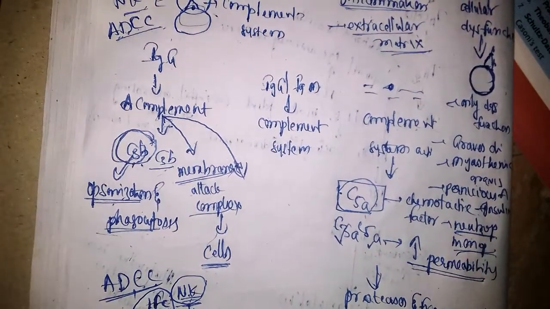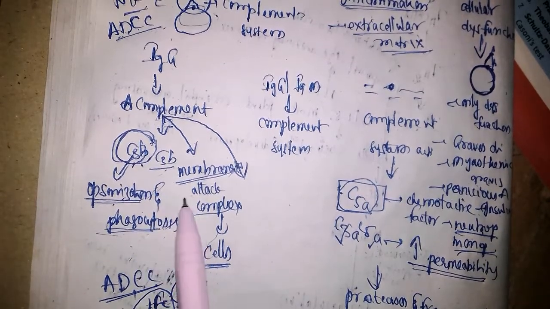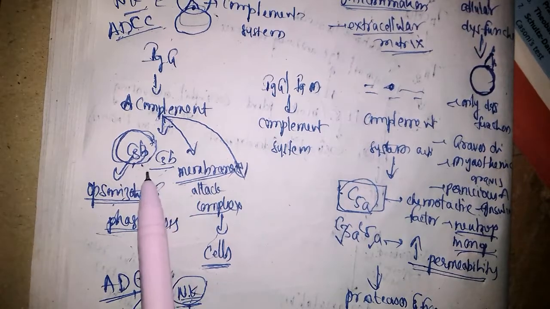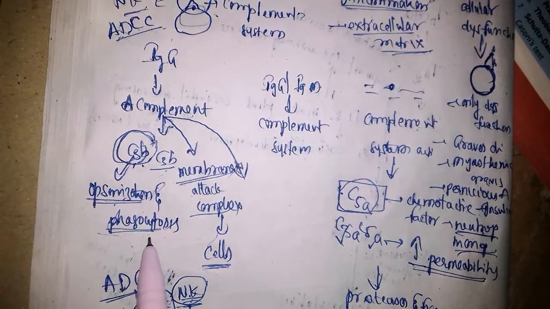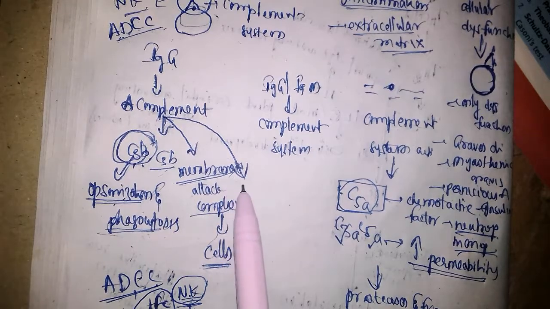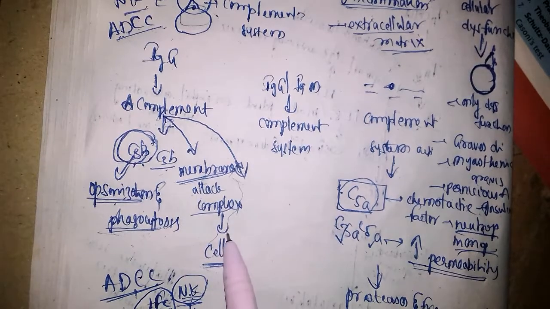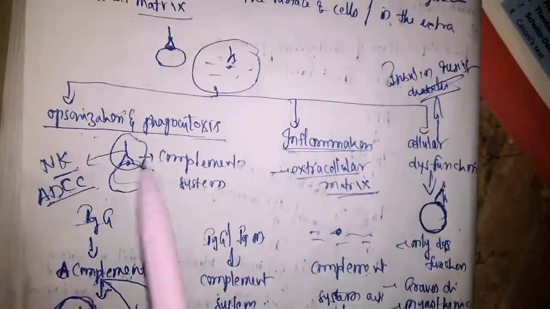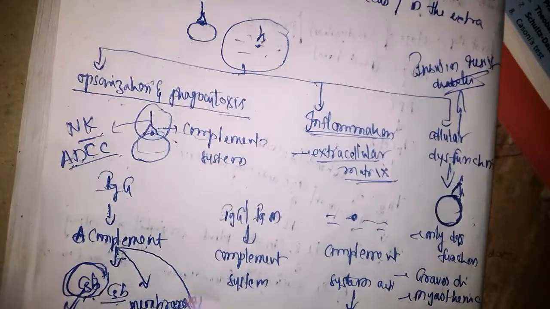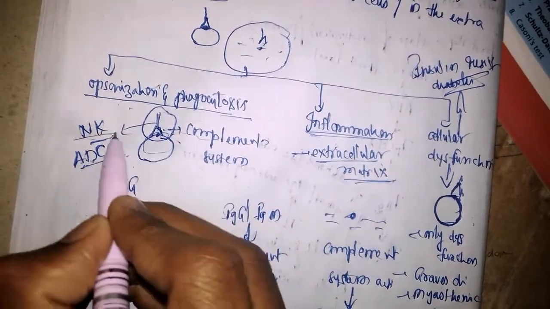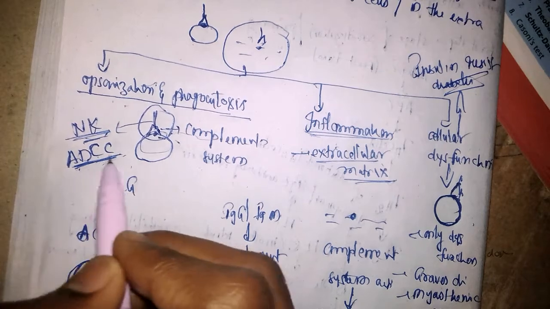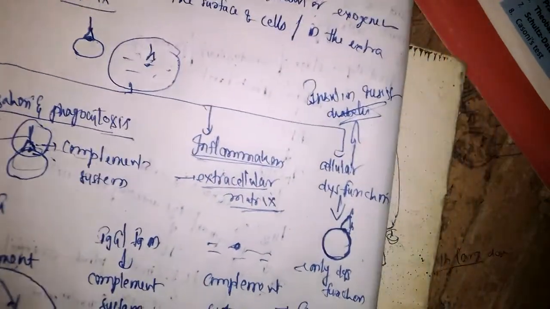Suppose this results in complement activation. Okay, when there is complement activation, there is formation of some mediators like C3b, which will cause opsonization and result in phagocytosis. Otherwise, there is one more mechanism: formation of the membrane attack complex, which results in destruction of cells. Then these antibodies can activate natural killer cells, which results in antibody dependent cellular cytotoxicity. Okay, then coming to inflammation.